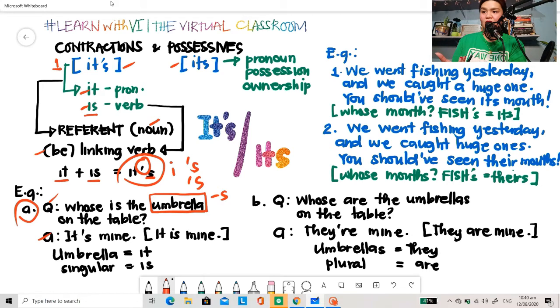Obviously, right here, you could see that what we're using is not the possessive case its without the apostrophe, but rather what we're using here is the it's with the apostrophe s. Okay, because we're lazy. And to explain further, umbrella is the referent of the pronoun it, all right? It is the noun to which it stands for, all right? It is what replaces it, and it is singular. So what we're using for the linking verb is the be verb is, which is the singular form.